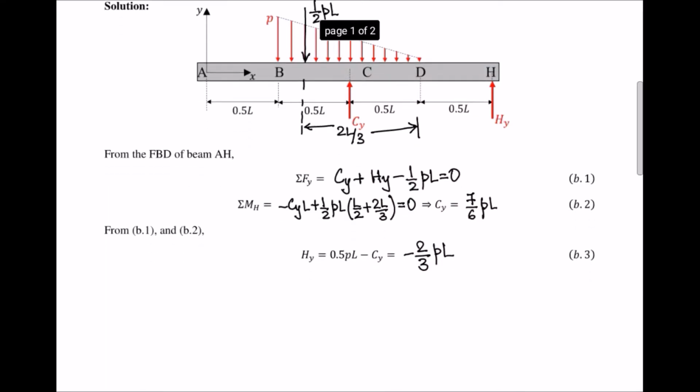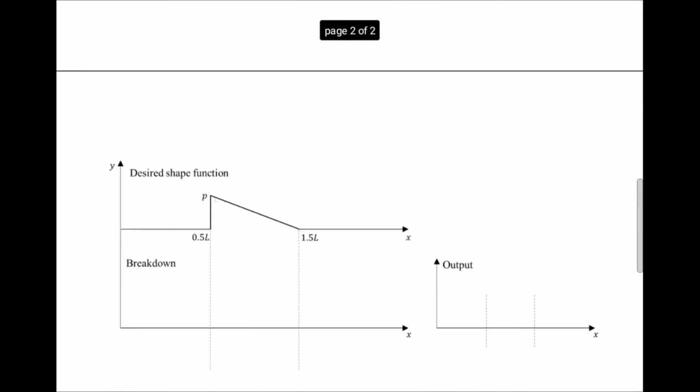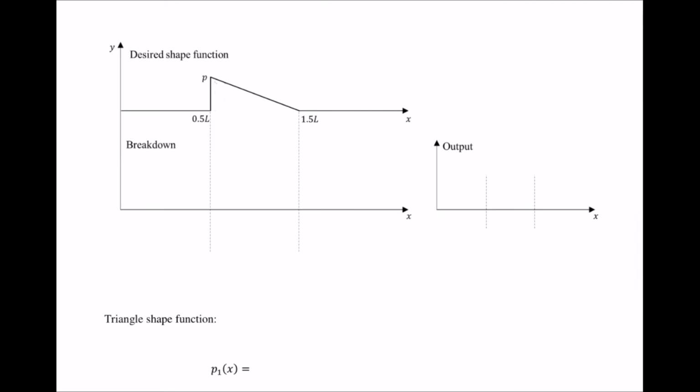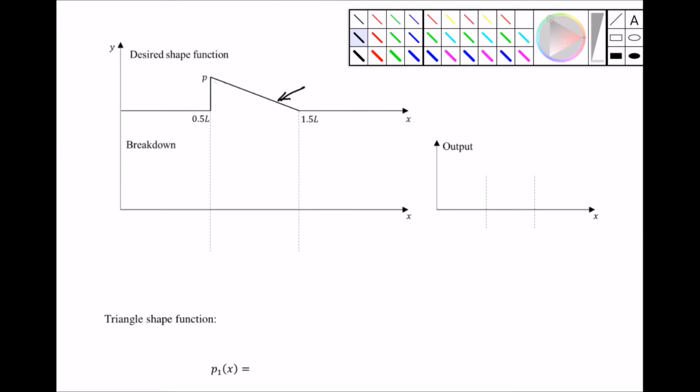The next step is to try and derive the load function for the triangle through linear operations. What we have on the top is the desired shape function. The first step to derive this might be to draw a straight line with a negative slope, whose equation in terms of Macaulay function is given by minus P over L, which is the slope of this straight line, multiplied by x minus 0.5L to the power 1. When we have this as our input, our output ends up looking like that.